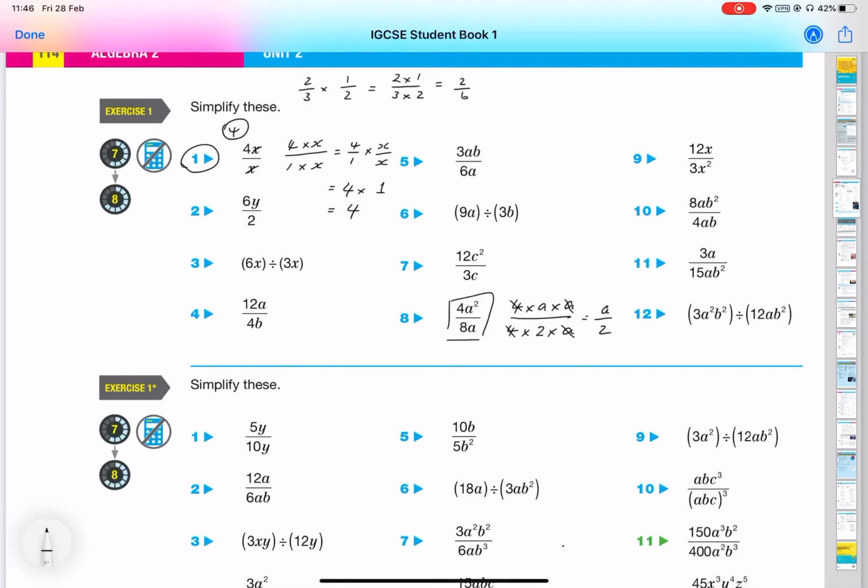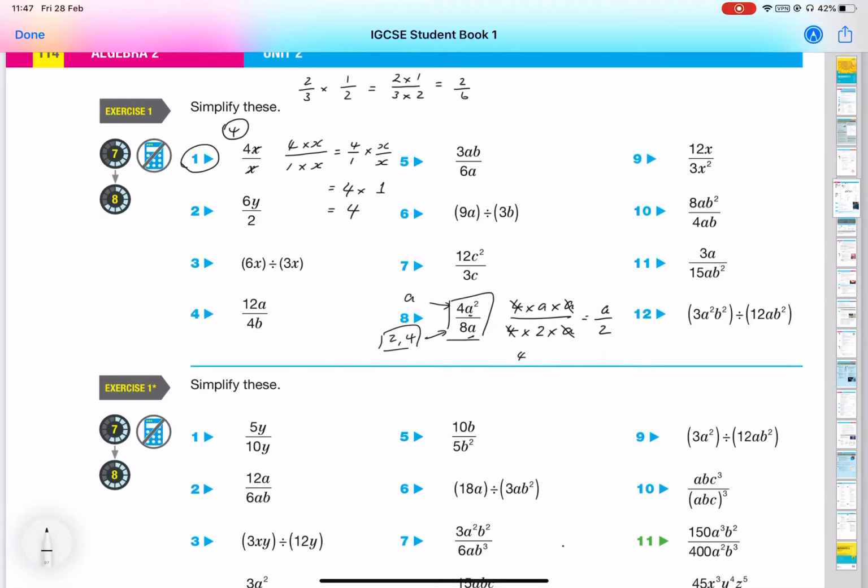Okay, so what do we look for? We look for common factors. So the common factors of the numerator and the denominator are a, because I've got an a down here and an a up there. And I've also got common factors of 2 and 4. So when we're simplifying, all we need to do is find those common factors and divide both the numerator and the denominator by that common factor. I'll show you what I mean again.